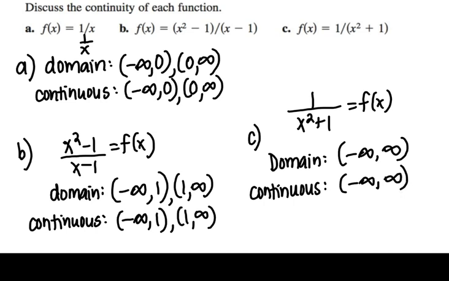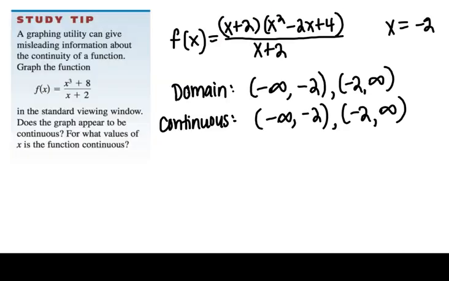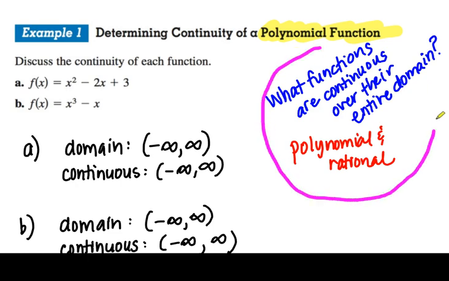Now, why is that the case for all three of these? Because all three of these are rational functions. So this happens with a rational function, and this happens with polynomial functions. Why is that? Because of this part right here. What functions are continuous over their entire domain? And it is polynomial and rational functions specifically.